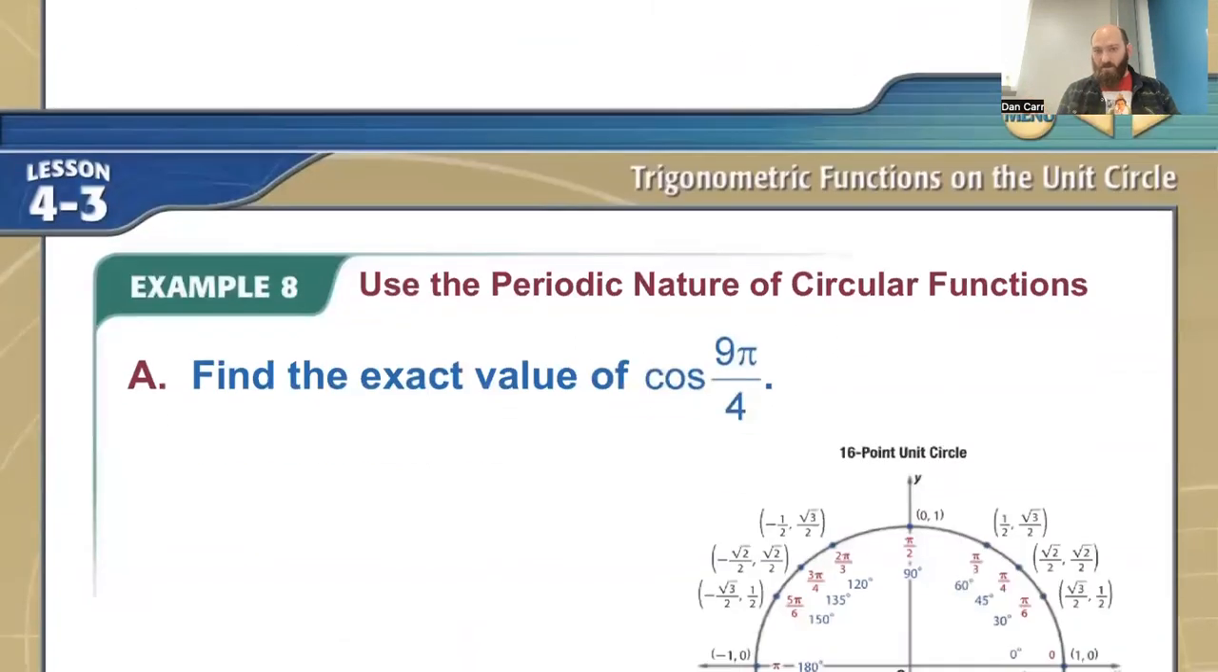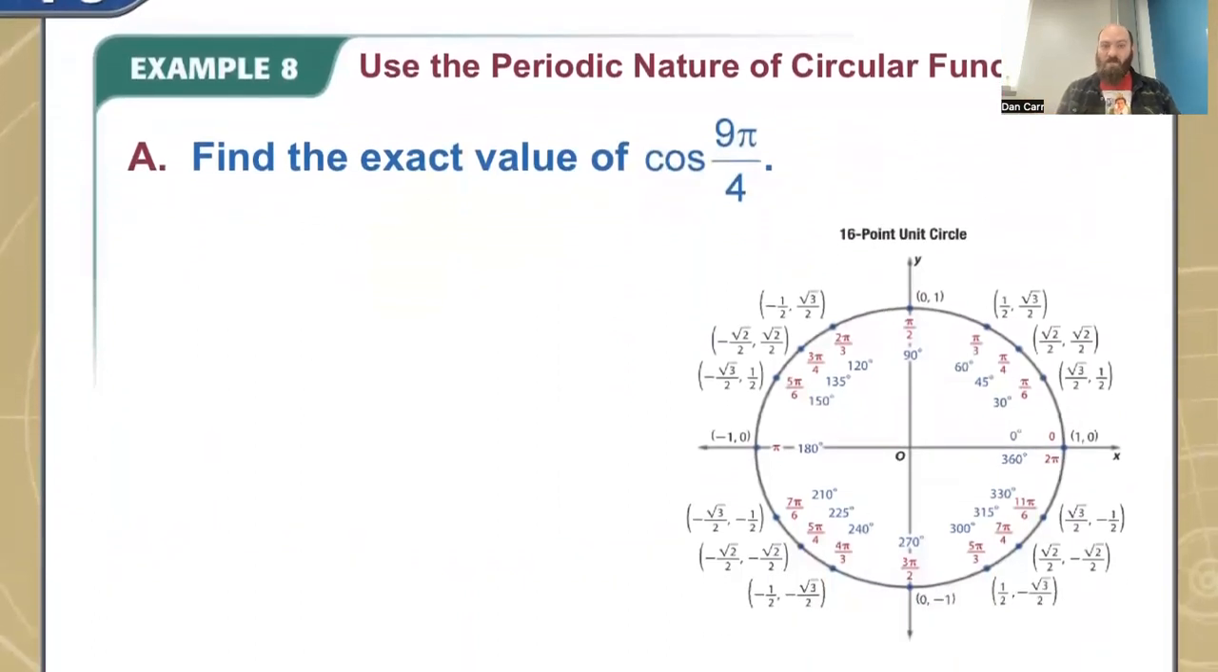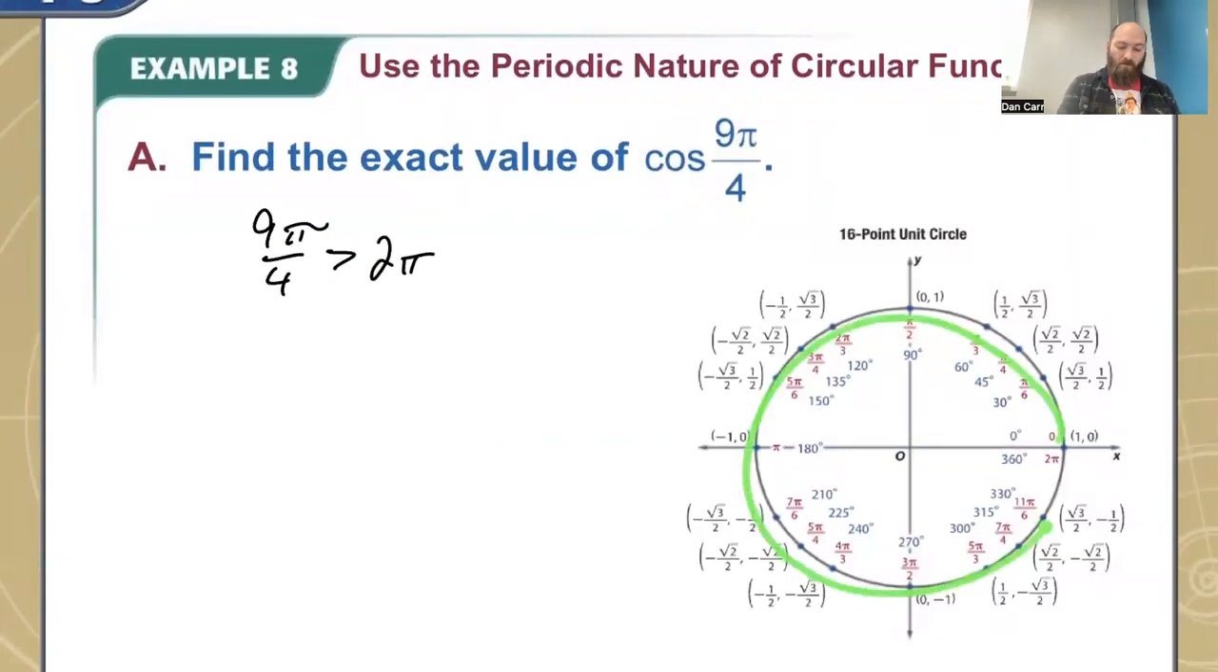So how does that help us? Let's say we want to find the cosine of 9 pi over 4. We have to first figure out where this is on the unit circle because it's not actually there. The reason why it's not on here is because 9 pi over 4 is greater than 2 pi. We are going to complete one full circle and then come out into space somewhere. So let's find that spot.